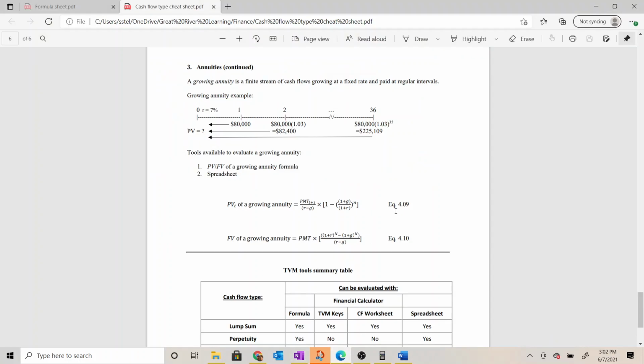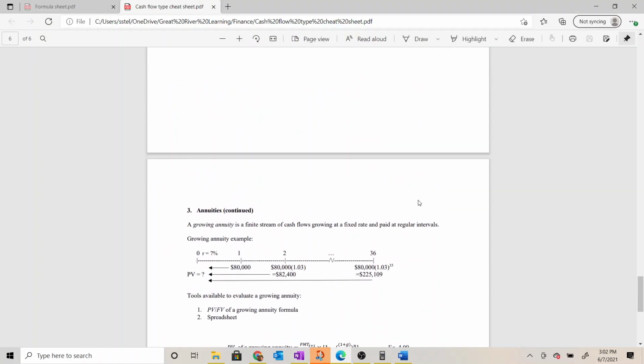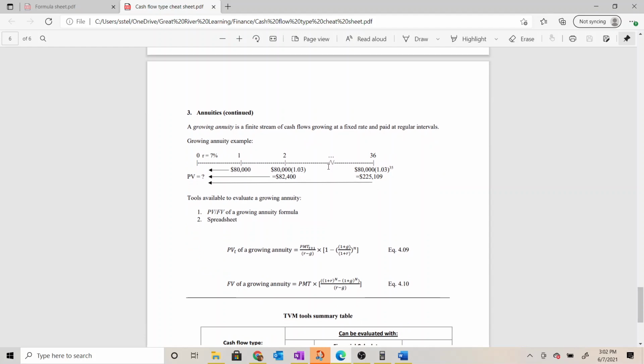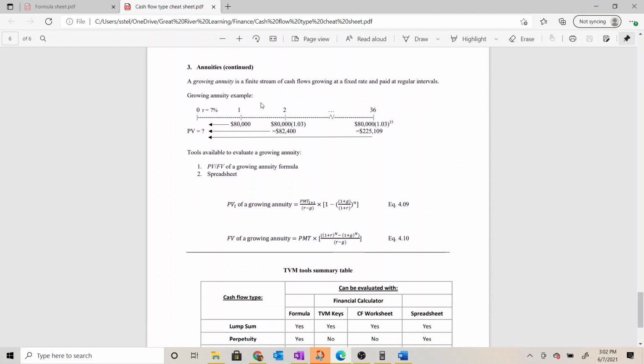Let's take a peek at our cheat sheet just to be sure. I'm already scrolled down to the growing annuities, which is the third option under the annuities section. And this guy is defined as a finite stream of cash flows growing at a fixed rate and paid at regular intervals, where finite just means that it stops. It doesn't go on into infinity. And the timeline example that we have here is calculating present value, but we could find present value, future value, whatever. Inside of this, it's really the structure of the cash flows that we're interested in.